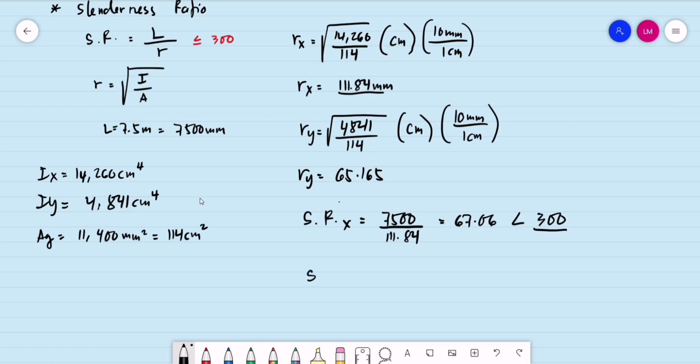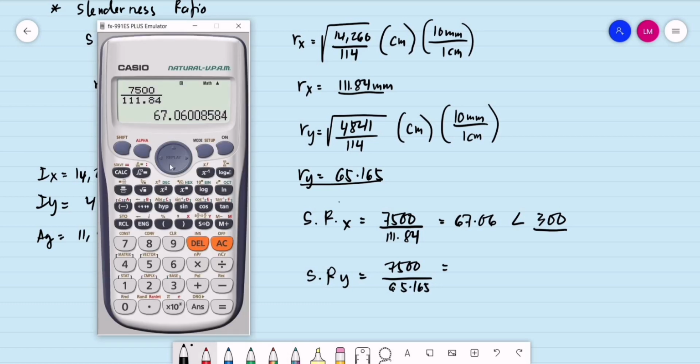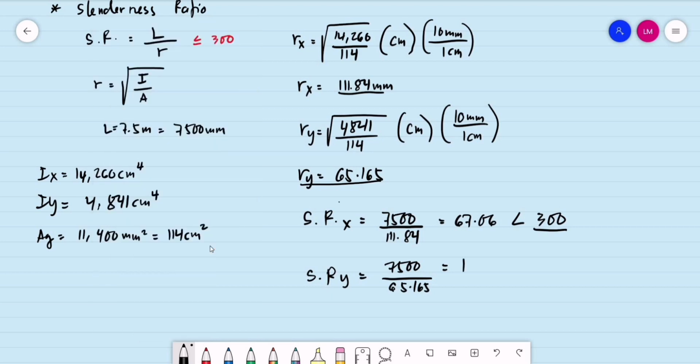Then, the slenderness ratio along the y-axis is equal to 7,500 divided by our Ry. Ry is 65.165. And this is now equal to 115.09, also less than 300. So therefore, for both axes, the slenderness ratio is adequate.